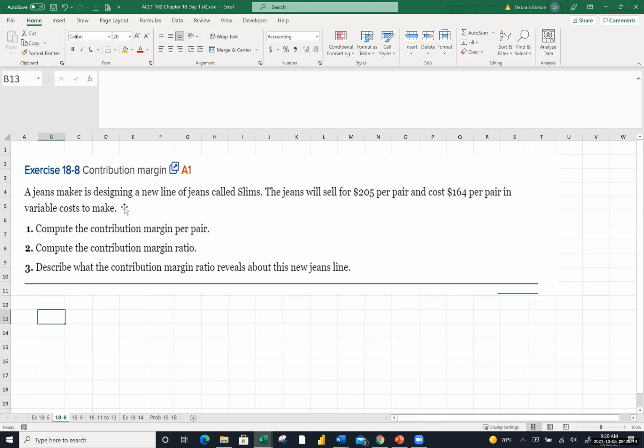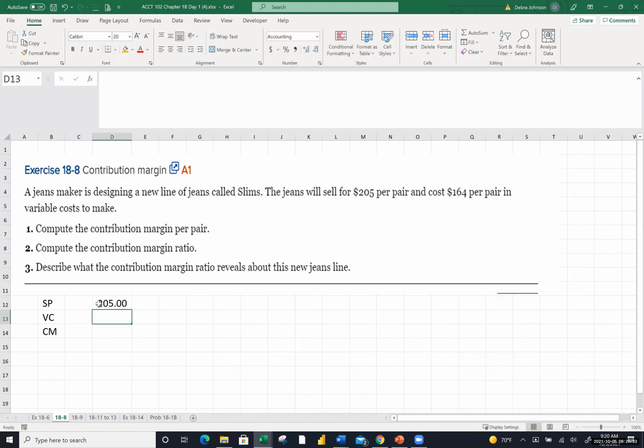Okay, let's take a look at the contribution margin. Since they only gave us per unit numbers, that's what we're going to focus on in this problem. So here's what we know. The selling price less the variable costs gives us the contribution margin. So the sales price of $205 less the variable cost of $164 is going to give us this contribution margin, once I put that in there, of $41 per unit. Okay, what the heck does that mean?